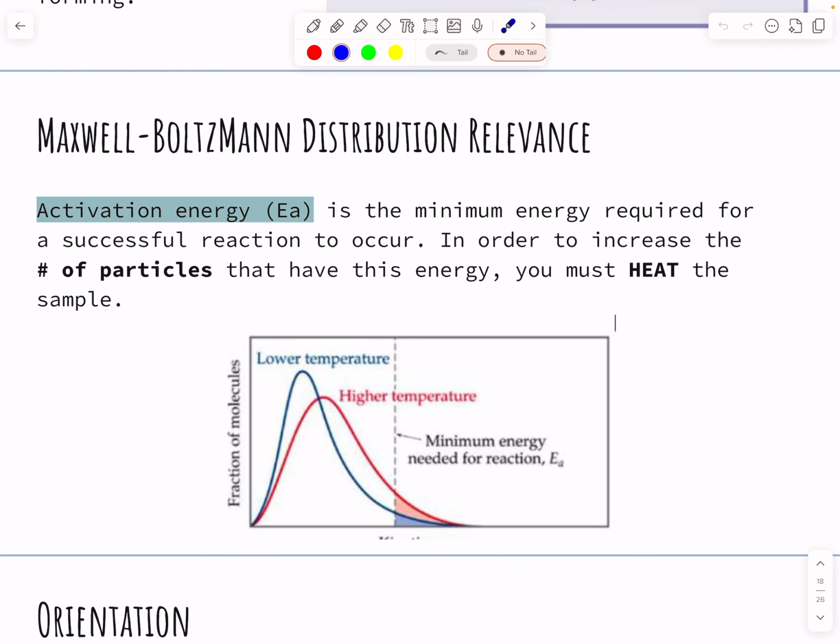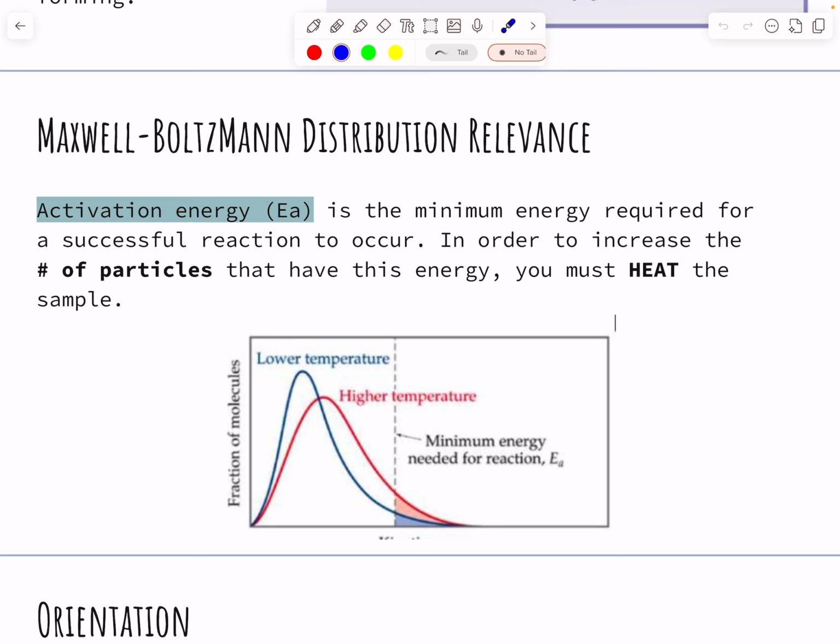So this also ties in with what we call the Maxwell-Boltzmann distribution relevance. And remember, we talked about Maxwell-Boltzmann in Unit 3. If activation energy is the minimum energy required for a successful reaction to occur, then in order to increase the number of particles that have that energy, you have to heat the sample. With Maxwell-Boltzmann, this was the lower temperature, so most of the particles fell right here, but the higher the temperature, the graph moved to the right, and overall the average kinetic energy of the particles increased. So right here, this would be the minimum energy that's needed for the reaction.